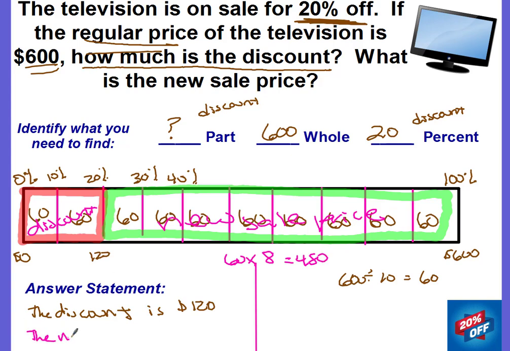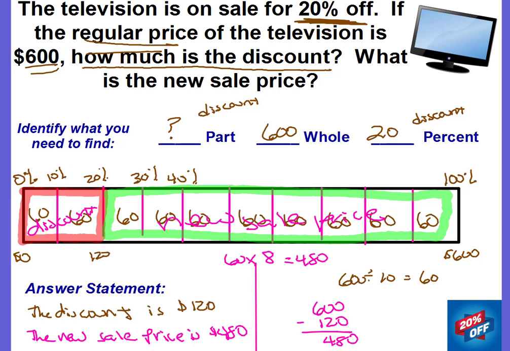So the new sale price is $480. Or you could have taken the total, the original price, 600, and subtracted the discount. And you would have gotten the same answer, 480.